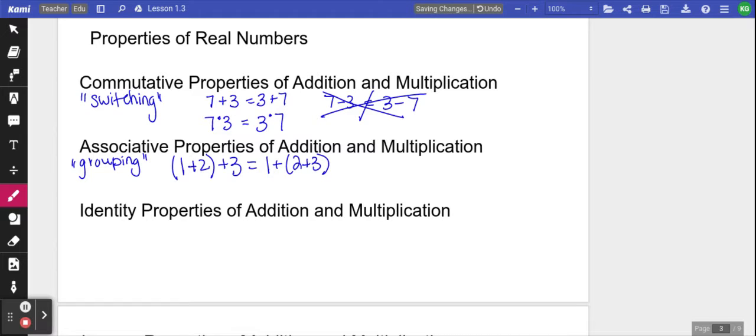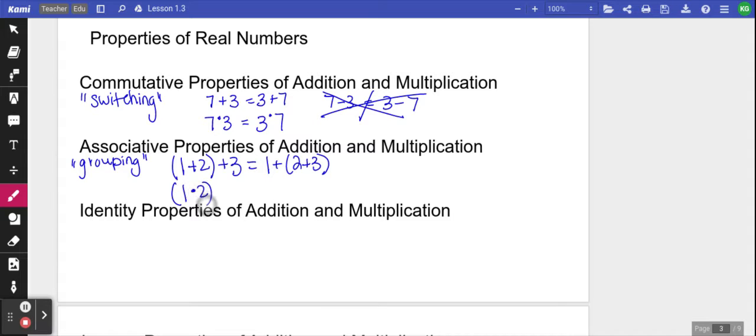So notice I did not change the order of the numbers. It still says 1, 2, 3, 1, 2, 3. What I changed was where the grouping symbols were. So in this first example here, 1 plus 2 is 3, plus another 3 is 6. On the second example, 2 plus 3 is 5, plus 1 is still 6.